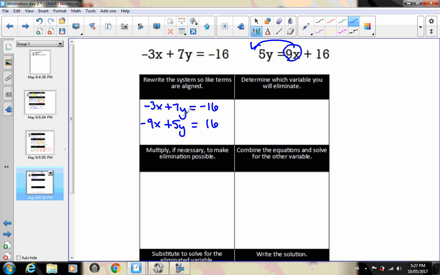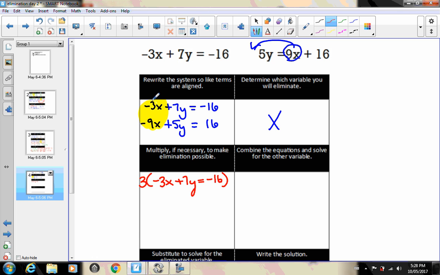Okay, my next step here is I need to determine which variable I'm going to eliminate. You can eliminate either one, as long as you remember how to make the numbers the same. What I'm going to do here is multiply this first equation because I can actually eliminate x fairly easy. What I would have to do there is just multiply one equation by 3. So I'm going to eliminate x. I'm going to take 3 and multiply it by negative 3x plus 7y is equal to negative 16.